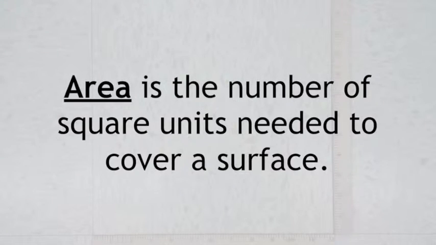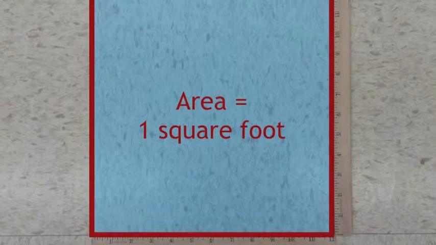The area of a shape is the number of square units needed to cover that surface. If you think of one single tile, a 1 foot by 1 foot square would cover what we say is 1 square foot. We'll use this to measure many other shapes in this video.